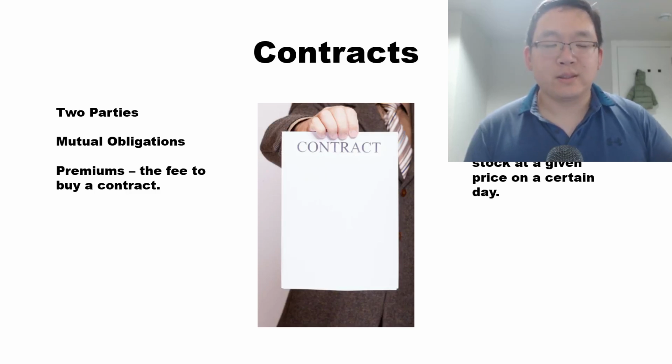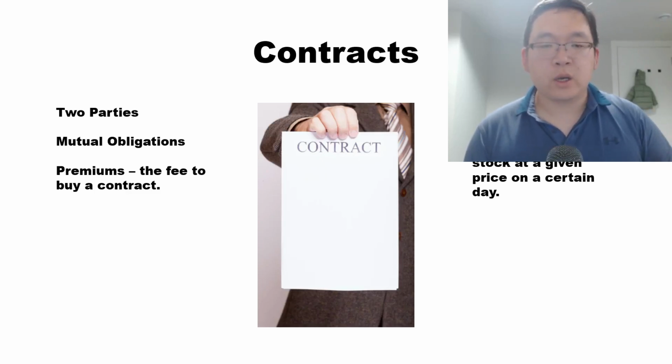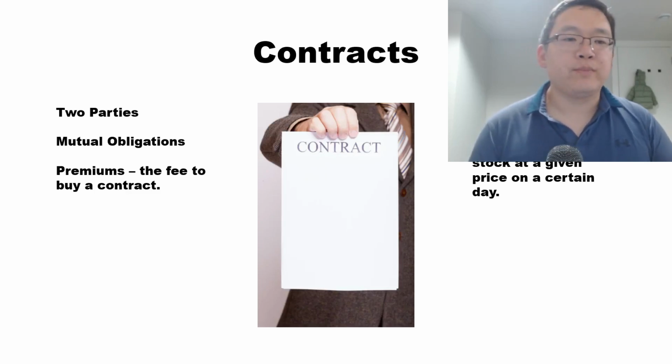Options are basically the same thing. They are contracts. And in this situation, the two parties are the buyer of the options contract and the seller of the options contract. The buyer will agree to buy 100 shares of any stock at a certain price on a certain day, and the seller of the options contract already owns 100 shares of that stock, and they are willing to, on that same day, sell that stock at the agreed price in the option.